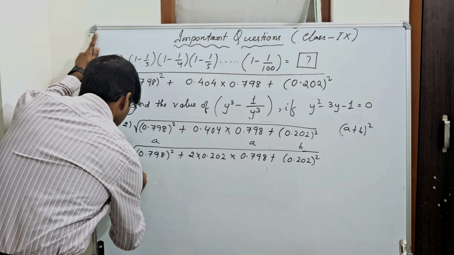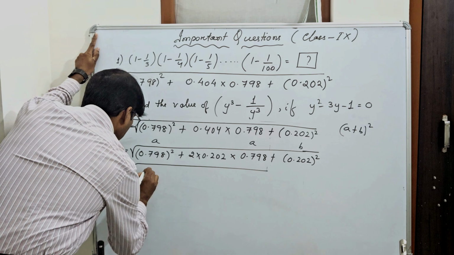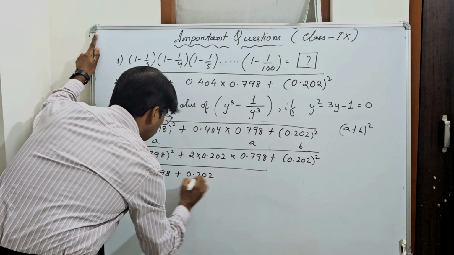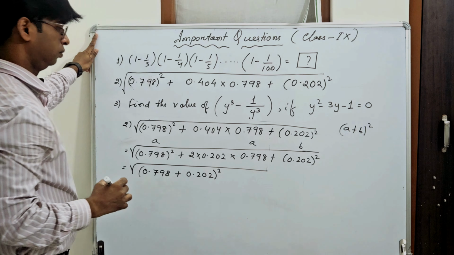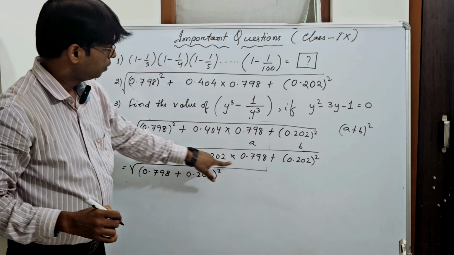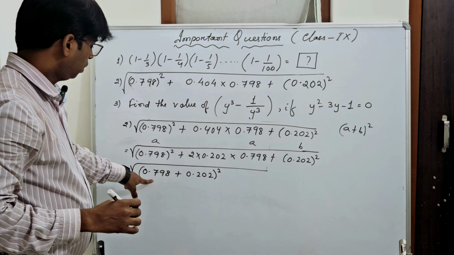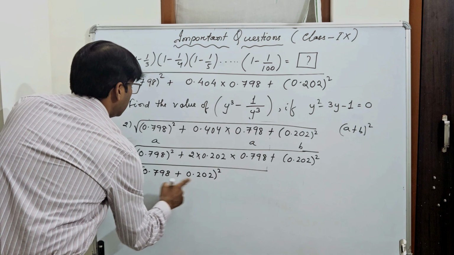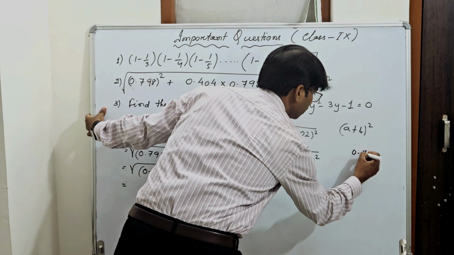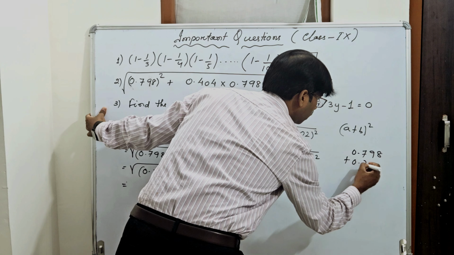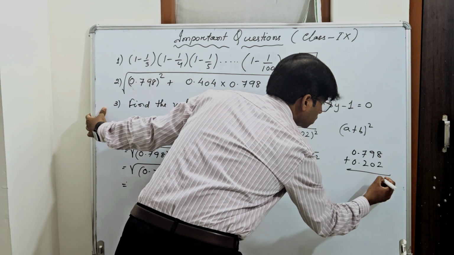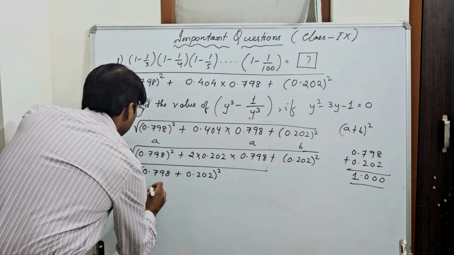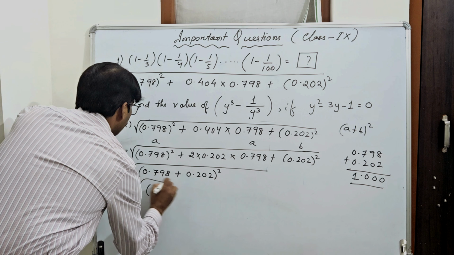So let us solve that. It will be 0.798 plus 0.202 whole square, isn't it? Because A square plus 2AB plus B square can be related to A plus B whole square. Then if this is added, what are you getting? Let us see. 0.798 plus 0.202. Adding those, 10, then 9, 1, 10, again here 10, again it is 1. So it is 1 whole square, then the square root.